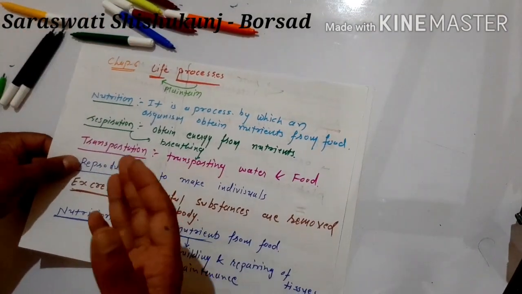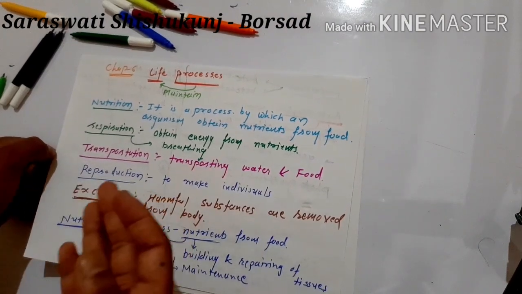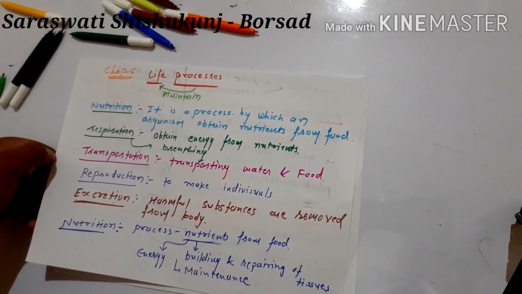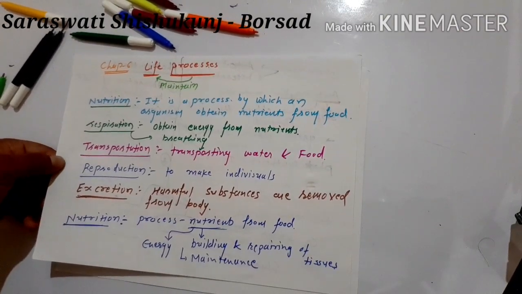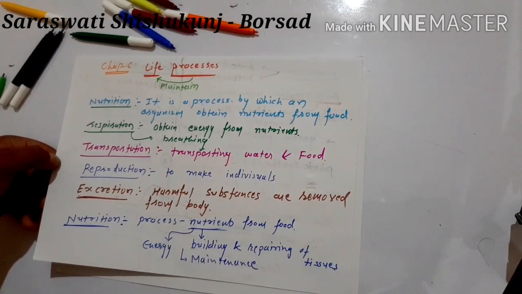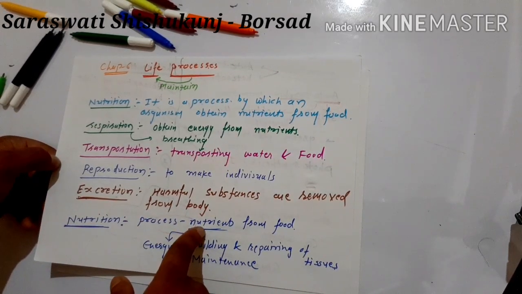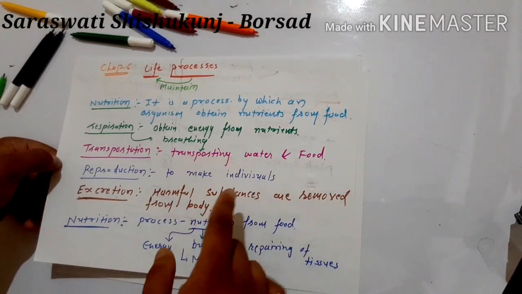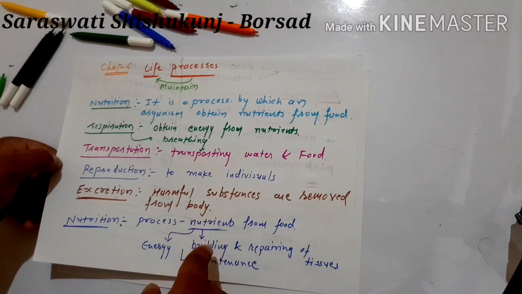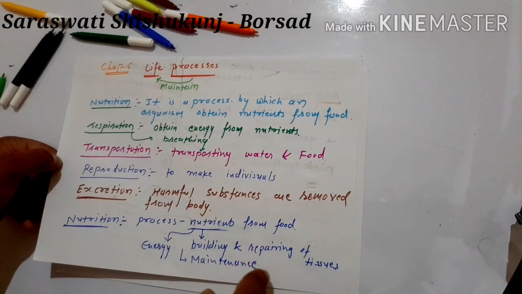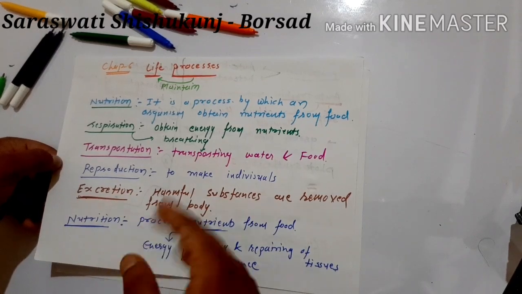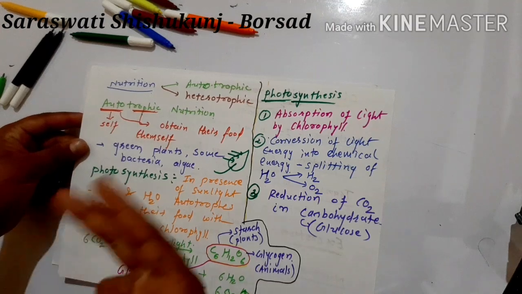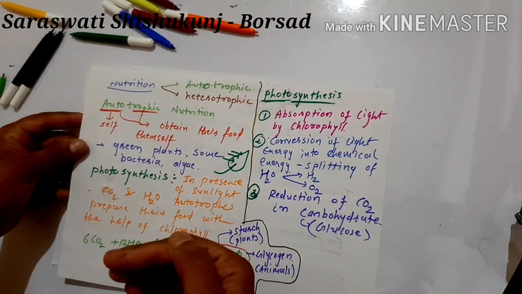Life processes are the processes which are necessary to maintain life. In that we have nutrition, respiration, transportation, reproduction, excretion, right? We have started with nutrition. Nutrition is a process in which nutrients are obtained from the food which we eat. These nutrients give us energy, and are used for building and repairing our tissues, and they are also useful to maintain our life, to maintain the tissues. Nutrition is of two types: autotrophic mode of nutrition and heterotrophic mode of nutrition.